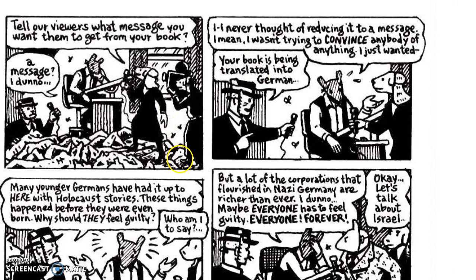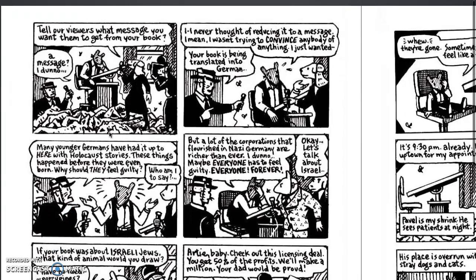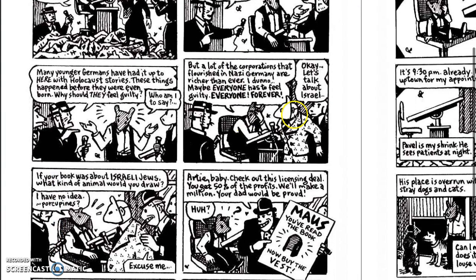We notice here that the reporters are literally climbing over the piles of dead bodies to get to him. So he feels like he's really disrespecting the past at this stage. Feels really unsure about what has actually happened, all right? And then they ask him questions here like, okay, let's talk about Israel. So we know that Israel is the Jewish state.